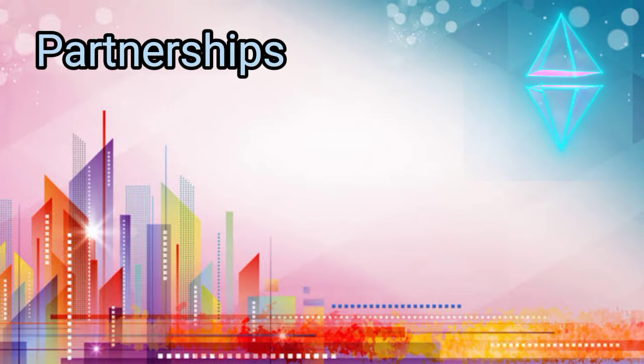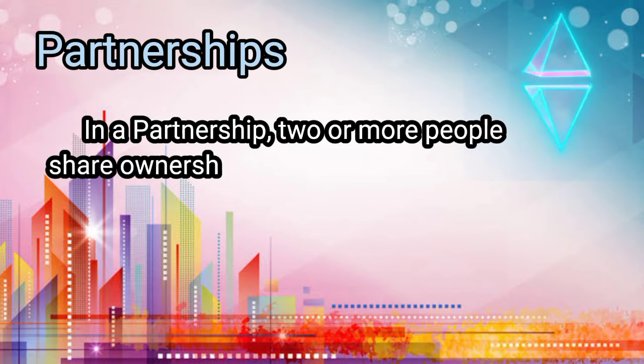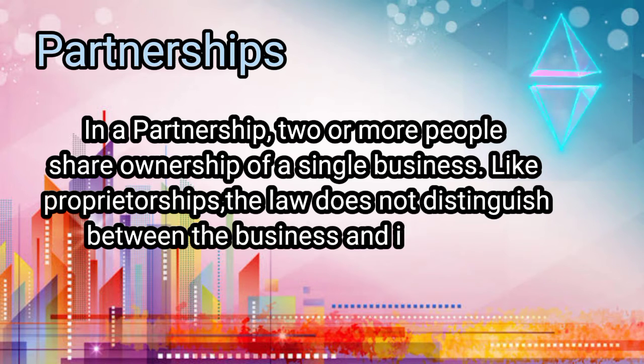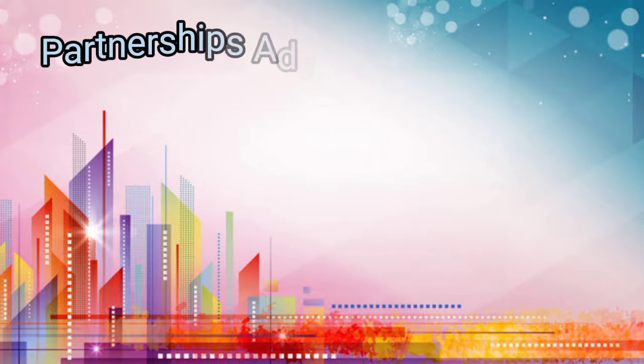The next form of business organization is what we call the partnership. In a partnership, 2 or more people share ownership of a single business. Like proprietorships, the law does not distinguish between the business and its owners. The partners should have a legal agreement that sets forth how decisions will be made, how profit will be shared, how disputes will be resolved, how future partners will be admitted to the partnership, how partners can be bought out, or what steps will be taken to dissolve the partnership when needed.